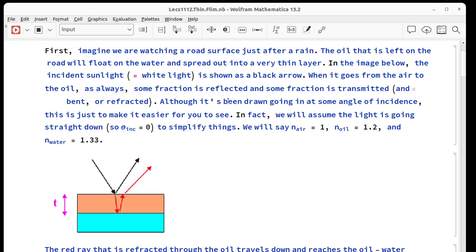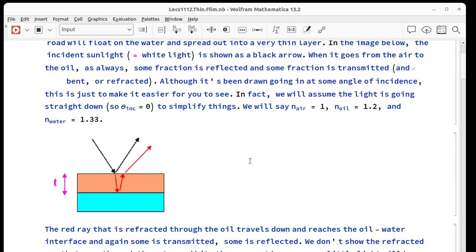So when the light goes from the air to the oil, some of it gets reflected, and some of it gets refracted. When the light goes from the oil to the water, some of it gets reflected, some of it gets refracted. I haven't drawn that ray because it just goes down into the pavement and pretty much gets absorbed because the pavement's so black. So let's say the index of refraction of air is 1, oil is 1.2, and water is 1.33.